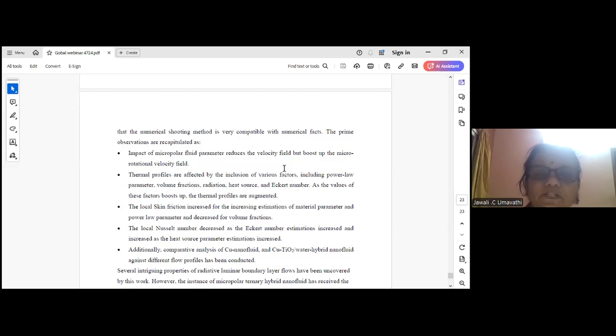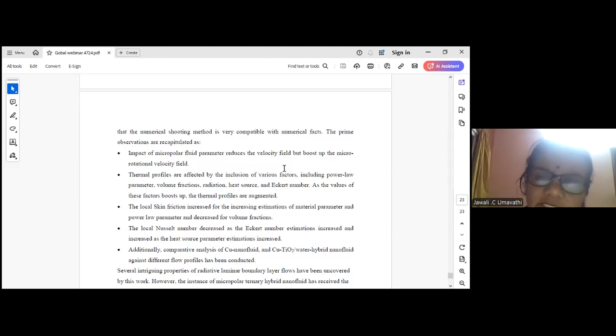And thermal profiles are also affected. Once the velocity is affected, naturally temperature is also affected. Especially the Hartmann pressure gradient, M, also affects your thermal profiles. And then volume fraction, that means how much concentration you take, the hybrid nanoparticle concentrations.